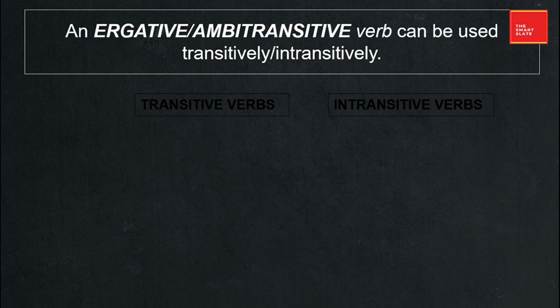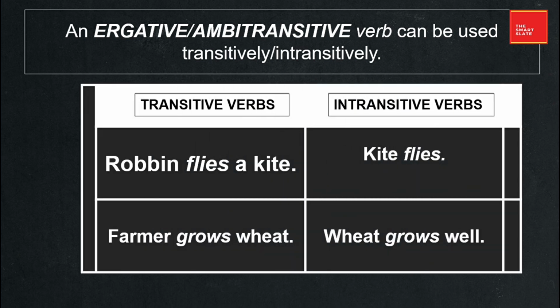So these are verbs which can be used in both senses, like the same word can be used in two different ways, that is transitively and intransitively. That means with an object and without an object. Then that verb is an ergative or ambitransitive verb. So Robin flies a kite and kite flies. Flies is the same verb used in the same form, that is, no change in spelling or tense. In a similar way we have used it, but in two different sentences and in two different ways.